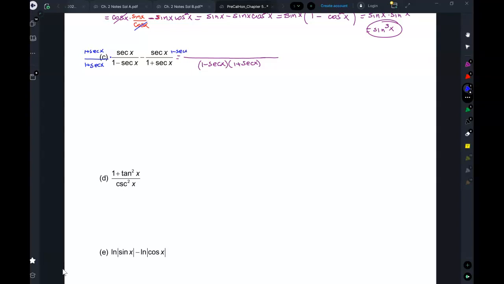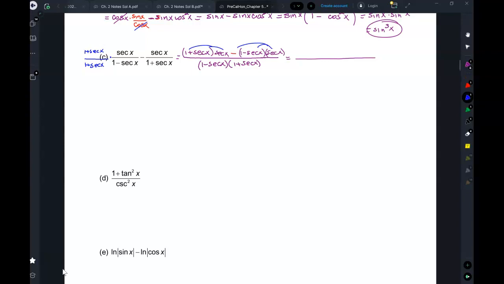Okay, so what do I get inside here then? I'm going to get 1 plus secant x times secant x, plus or minus, 1 minus secant x times secant x. This is a beautiful problem. Now we're going to distribute. Don't cancel yet. Now we're going to distribute.